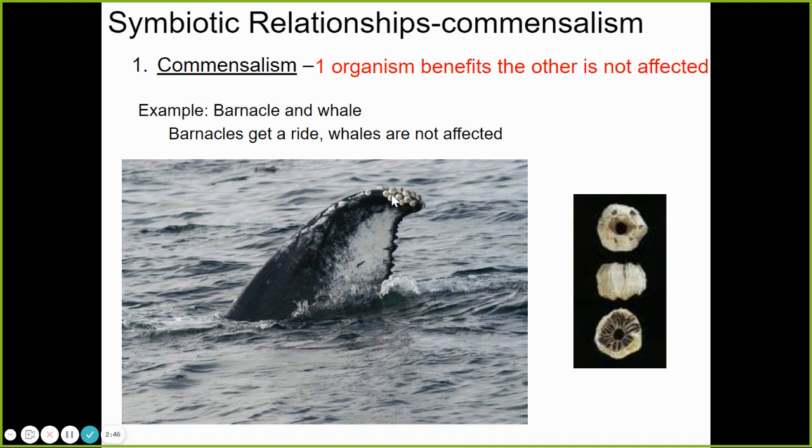They get a ride through the water. They can filter materials out of the water while they're attached there. Now, they're very small. They don't affect this huge whale. They don't impact it in any way. So the whale's not hurt. It's also not helped. But this barnacle is benefiting from the relationship. So this is an example of what we call commensalism.